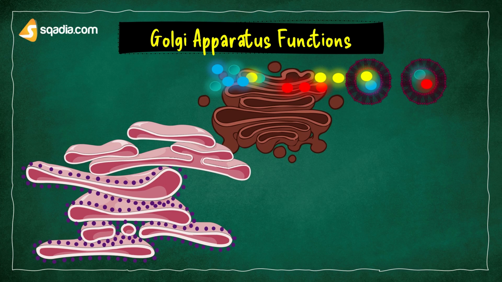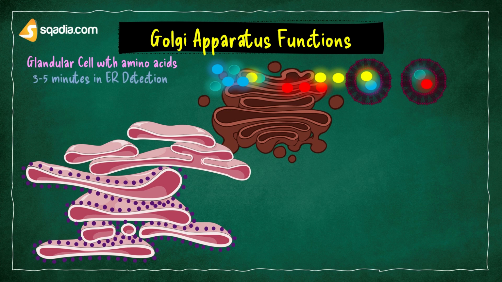Let us understand this with the help of an example. When a glandular cell is bathed in amino acids, newly formed protein molecules can be detected in the granular endoplasmic reticulum within 3 to 5 minutes. Within 20 minutes, newly formed proteins are already present in the Golgi apparatus, and, within 1 to 2 hours, the proteins are secreted from the surface of the cell.